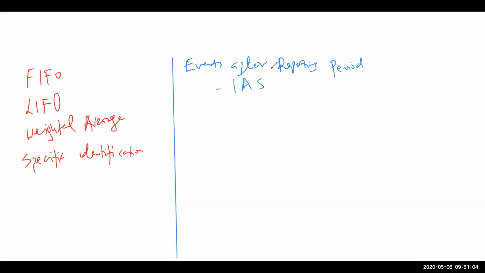Okay, so which IS do we use in this case? I think it's IS 10. Yes, it's IS 10, events after the reporting period. So in case we do have events after the reporting period, for example, when it comes to the inventory valuation, we value them at the lower of cost and NRV.